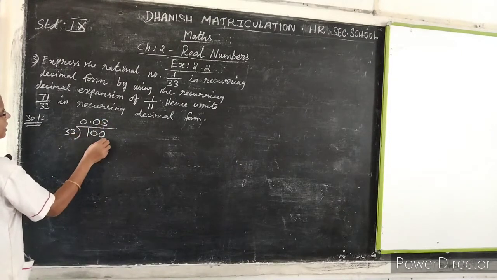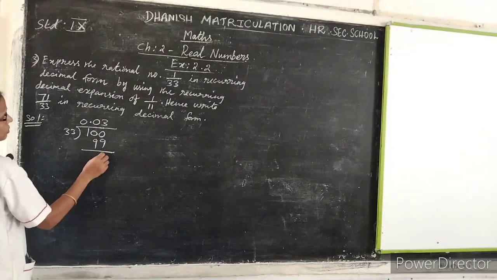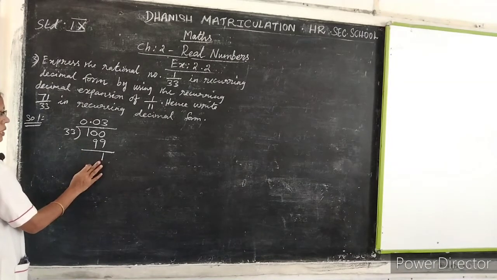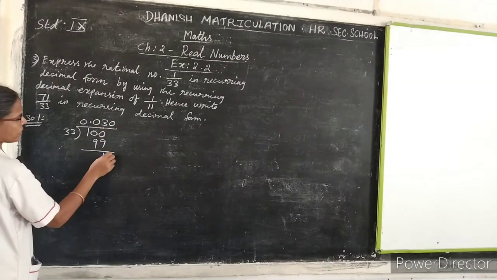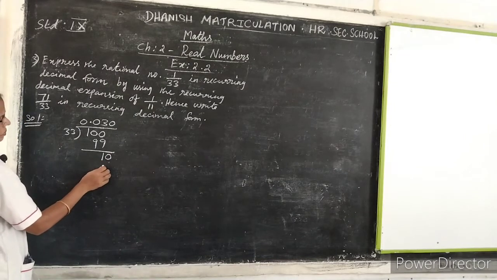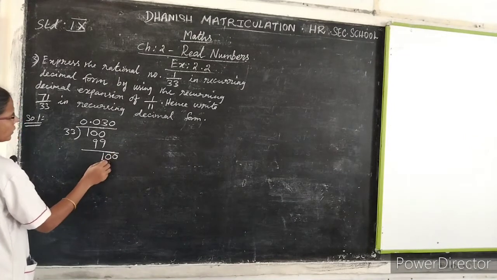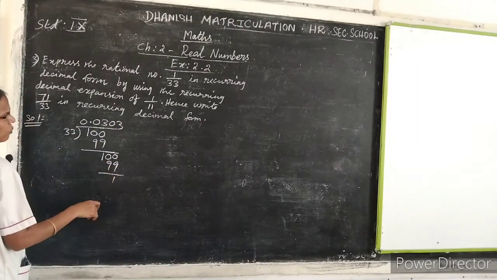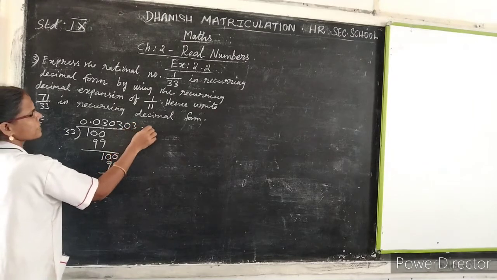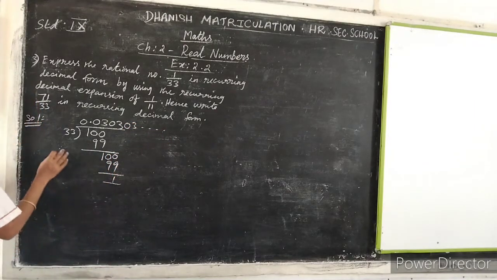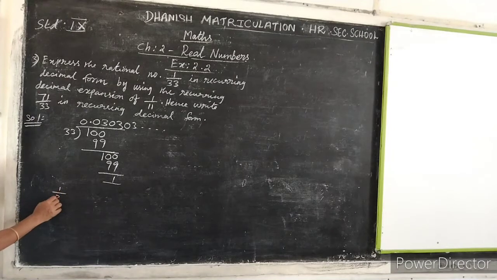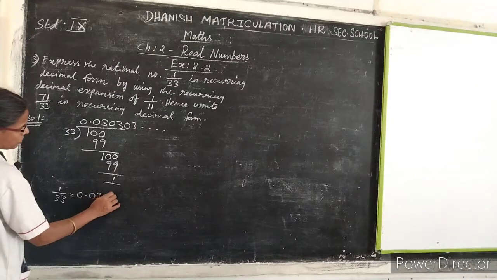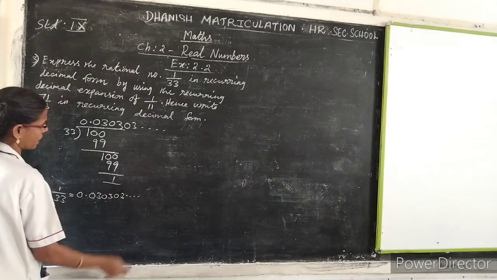3 times 3 is 9, 3 3s are 99. So remainder 1. Again 1 not going, so add 1 0. Here 1 0. Now also not going. So in 100, 3 times 99. Again remainder 1. So 0 3. This is repeated. So 1 by 33 can be written as 0.030303 etc.